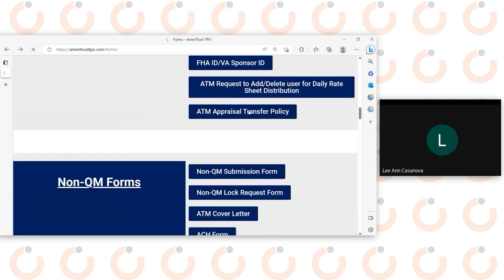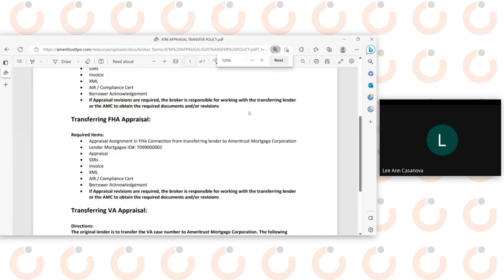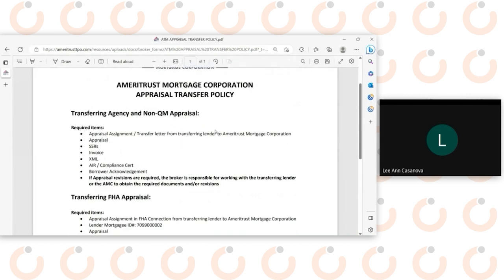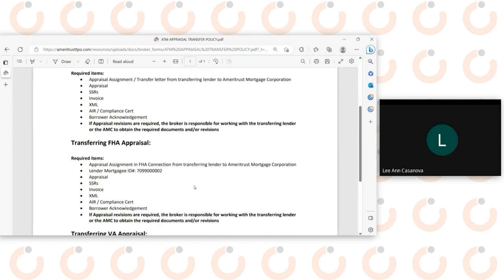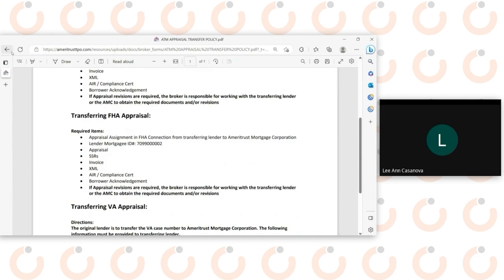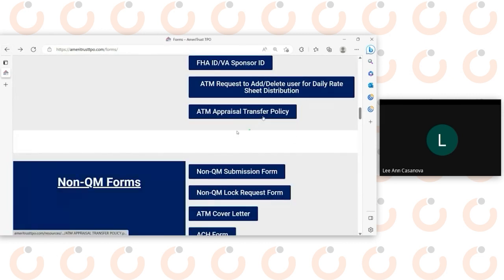We absolutely allow you to transfer your appraisals. Feel free to transfer them right on over to us with your file. And the metrics of what I need for them are listed out by, whether it be agency, non-QM, FHA, that kind of thing. They're right here on the website under the transfer policy.